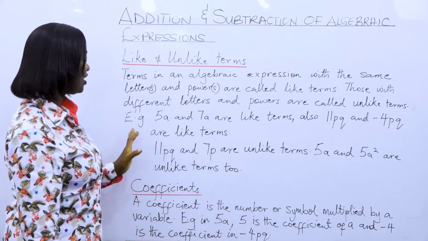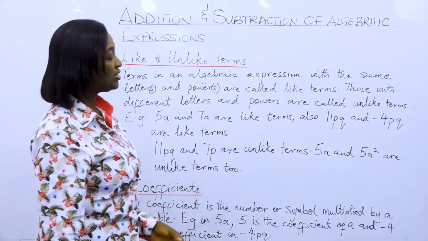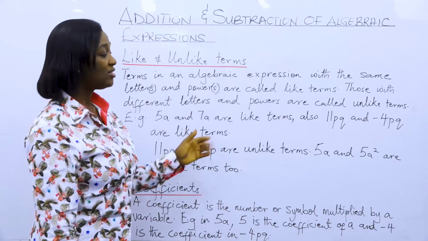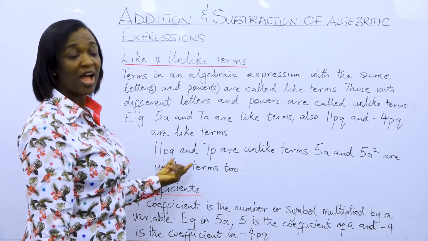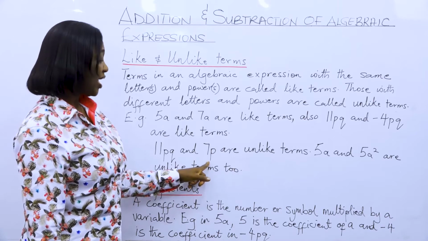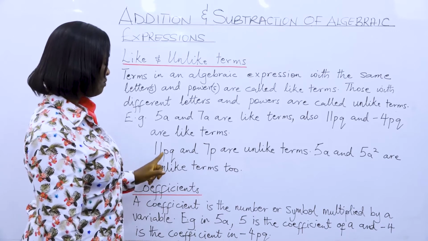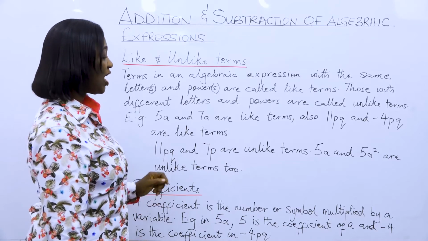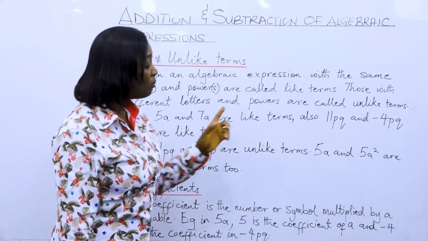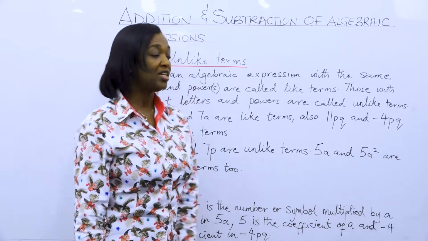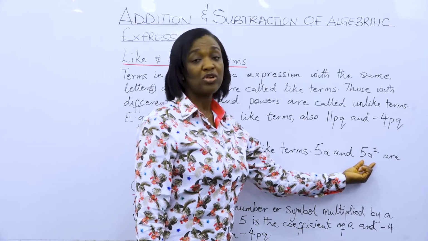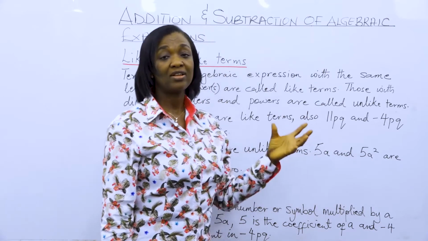The examples we have here is 5a and 7a are like terms, and also 11pq and minus 4pq are like terms. But 11pq and 7p are unlike terms because the 7 has a p, there's no q, but 11 has p and q attached to it. Again, 5a and 5a squared are unlike terms. Both of them have a's, but the powers of a are different. In the first one, the power of a is 1, but in the second one, a is raised to power 2, so they are unlike terms.